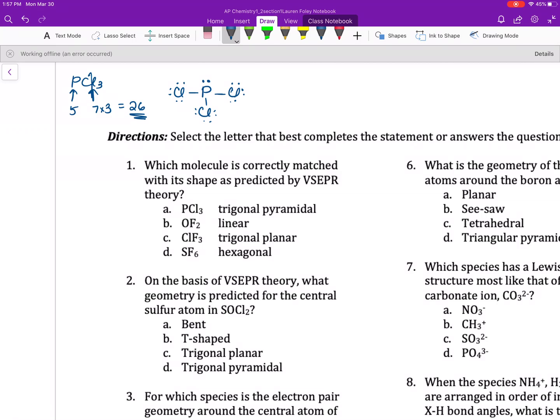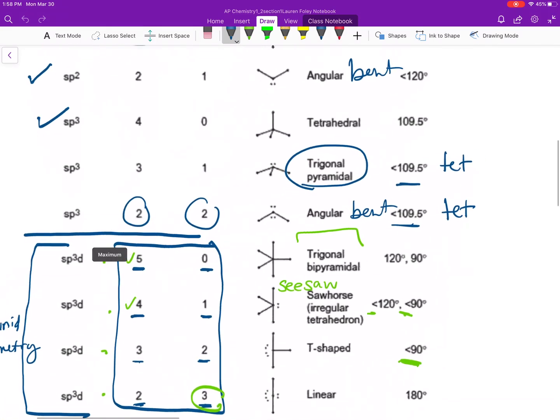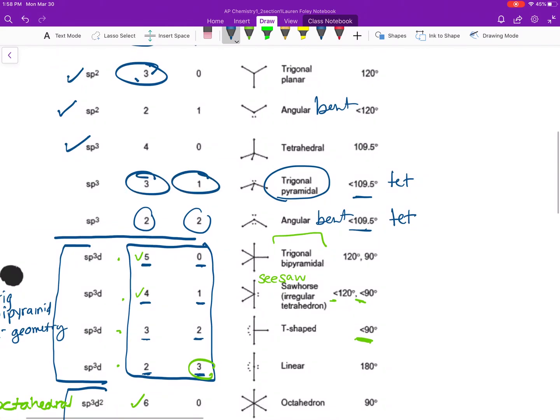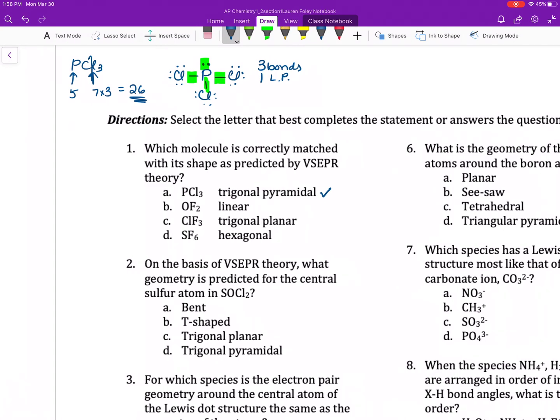So look at your domains. We have 1, 2, 3, 4 domains. 3 of them are bonds, and there's 1 lone pair. When you have 3 bonds and 1 lone pair, that would be trigonal pyramid. So that's actually the correct answer. And again, you can refer back to this chart. 3 bonds, 1 lone pair gives you a trigonal pyramid geometry. Now let's look at the other ones just so you have an idea of what's going on here.